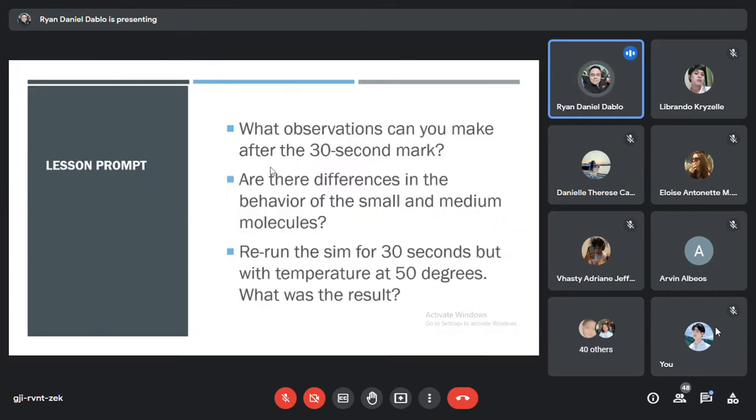That means, ladies and gents, that aside from the size of the molecules, other factors can come into play to change or alter the rate at which diffusion happens. And one of the most obvious is the heat, right? In addition to other stuff like pH, viscosity, and the like, right?